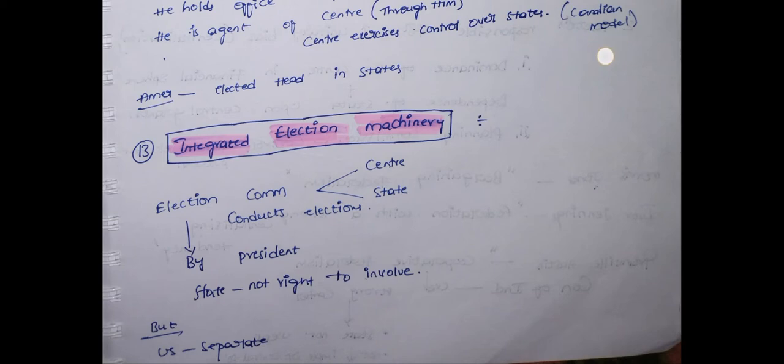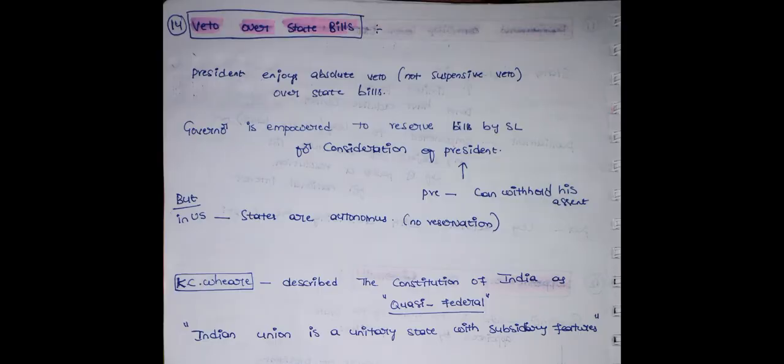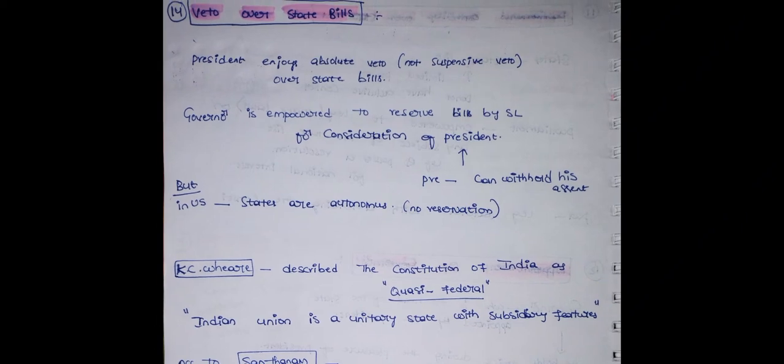Veto over state bills. The president enjoys absolute veto over state bills, and the governor is empowered to reserve bills passed by the state legislatures for the consideration of the president. In that case, the president can withhold his assent, or he may return the bill for reconsideration. But in the US, states are autonomous. There is no reservation of bills for the consideration of the president.